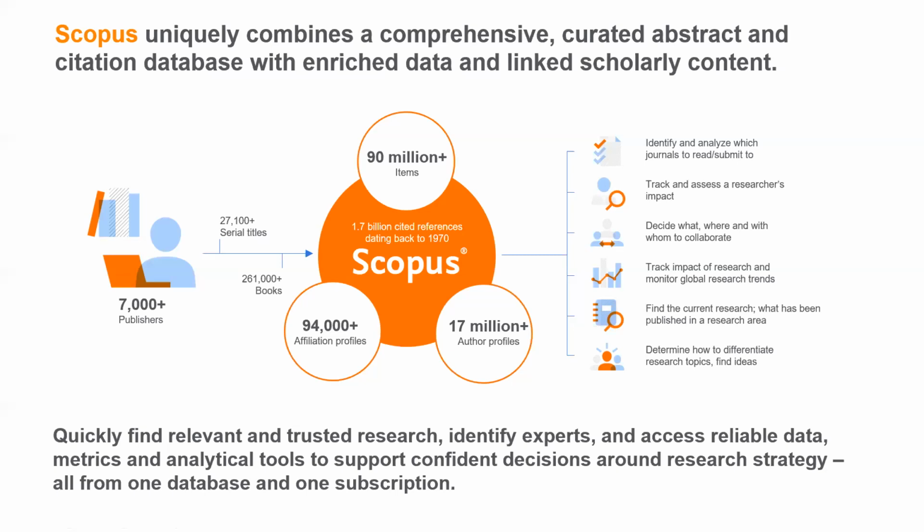As you can see on the right-hand side, Scopus has many different use cases. You can find journal information. You can track a researcher through the author profile. You can track the impact and the output of a researcher. You can find other researchers who are also publishing. But the focus is going to be on the fourth one, to find the current research, what has been published in a research area. That is the focus of today.